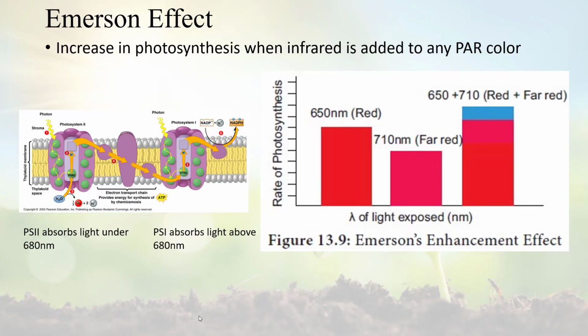Make them taller. But there's also an interesting effect that far red light has, and that is referred to as the Emerson effect, named after the guy who discovered it. What it is, is that when you add a little bit of infrared light, you see an increase in the rate of photosynthesis than if you just did the single wavelength itself, or just the infrared light itself, right? You see this synergistic effect where you get an increase in photosynthesis with a little bit of infrared light added to any of those PAR colors.